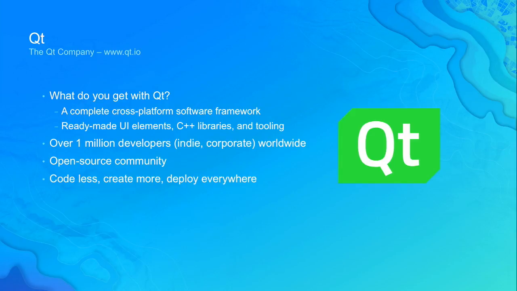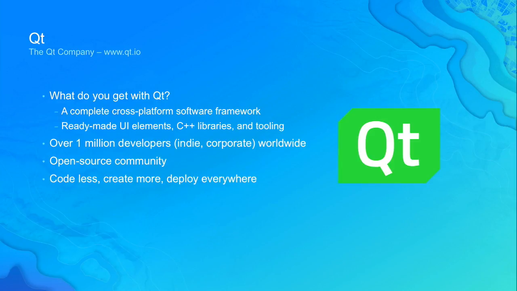So what do you get with Qt from the Qt company? You get this complete cross-platform experience in this cross-platform framework with pre-built binaries for the different kits, they call them. You get these out-of-the-box, ready-made UI elements, all these libraries and the tooling, all pretty much packaged that can run on your major desktop platforms.